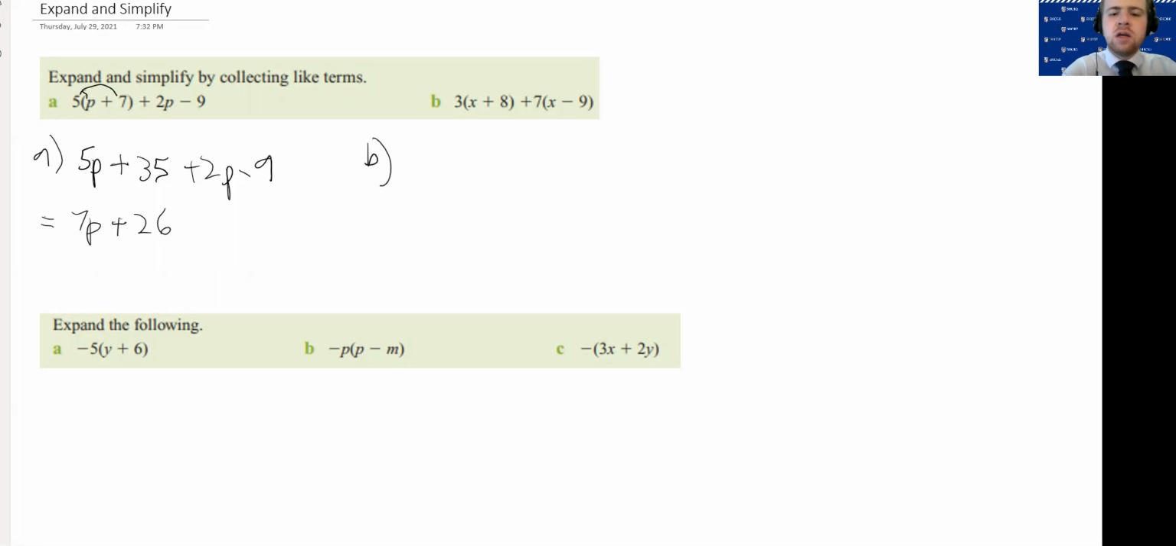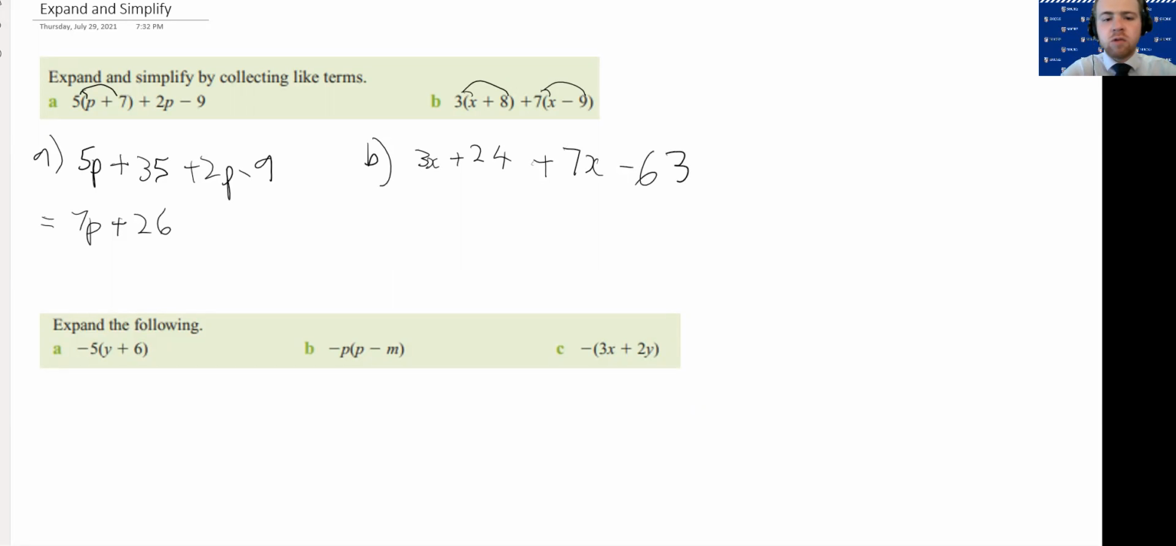For b, okay, we've got two pairs of brackets. So firstly, we're going to multiply 3 with x to get 3x. And then we're going to multiply 3 with 8 to get 24. Okay, so we multiply each of the terms in the brackets by the term out the front. For this one here, we've got 7 times x. Okay, and then we've got 7 times minus 9, which is going to give us minus 63.